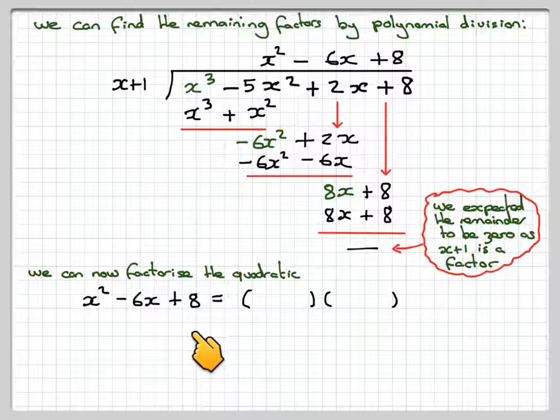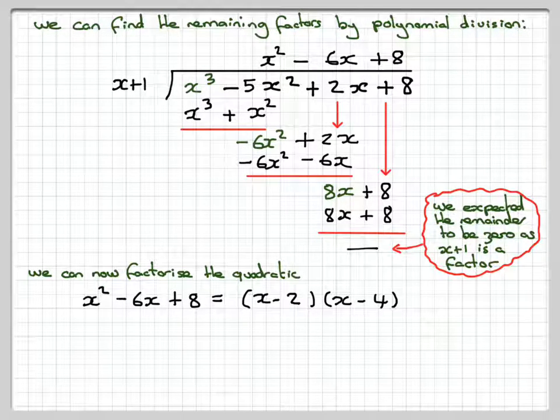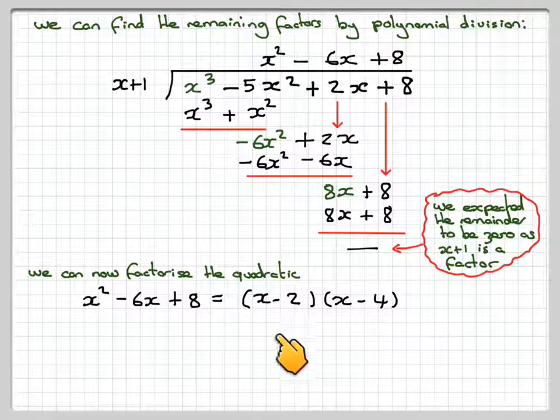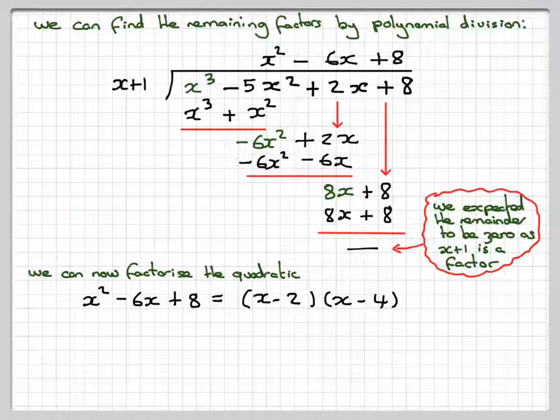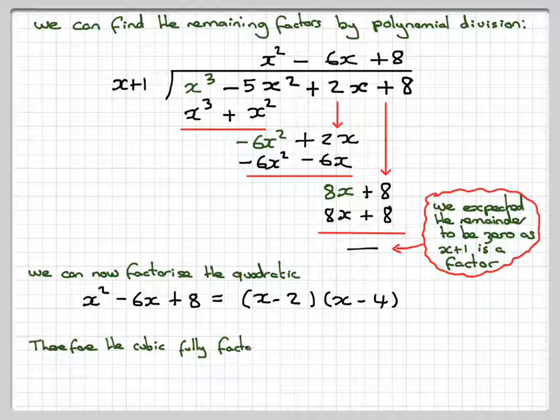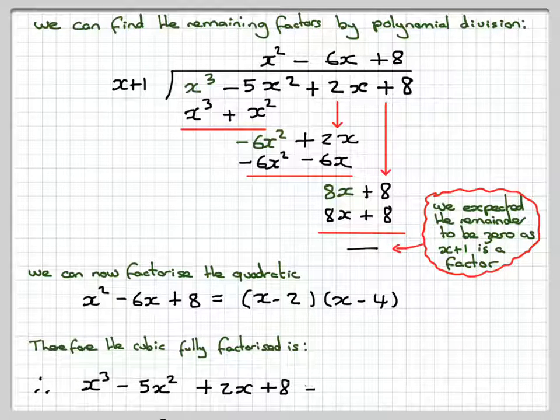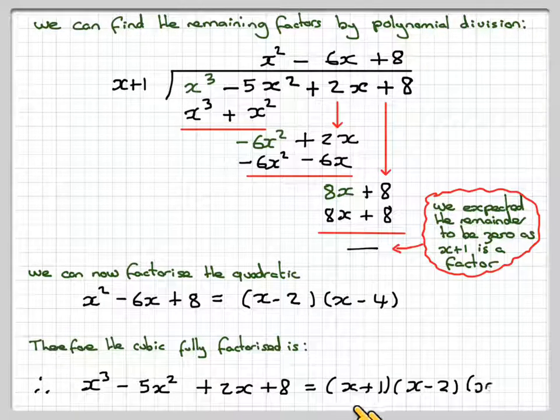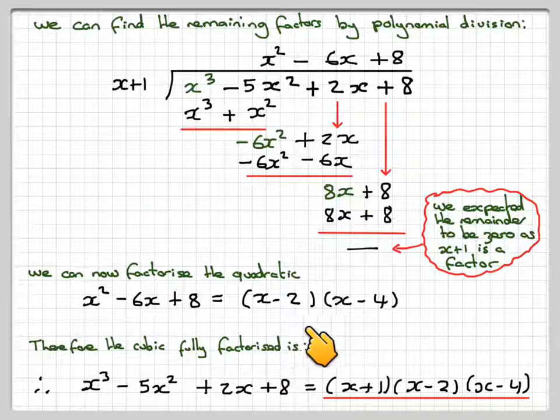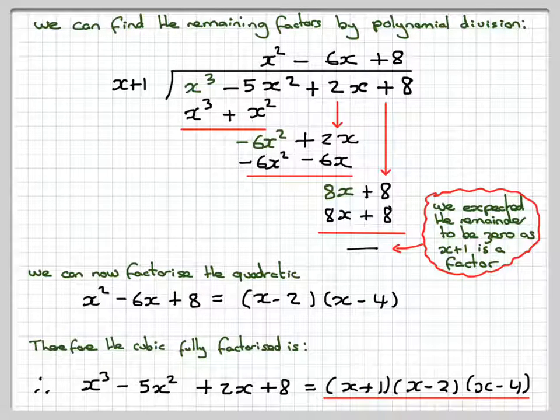x squared minus 6x plus 8, so x and x, minus 2, minus 4. You should be able to factorize a quadratic by now. Therefore, the cubic fully factorized is going to be x cubed minus 5x squared plus 2x plus 8 equals x plus 1 times x minus 2 times x minus 4. So we've fully factorized it.